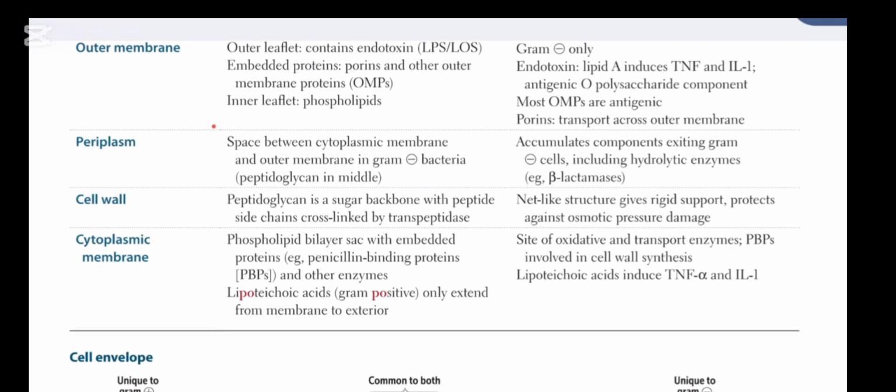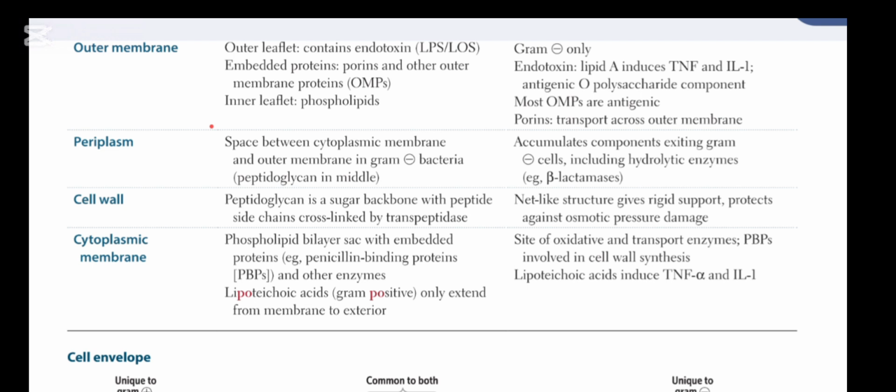Then you have the periplasm. So periplasm is a space between the cytoplasmic membrane and the outer membrane in gram-negative bacteria. It is made up of peptidoglycan, that is usually a middle region. So the periplasm accumulates components of the gram-negative cells. For example, whatever the structures that are synthesized in the bacterial cell, they are usually transferred outside and they are accumulated within the periplasm. So it contains various hydrolytic enzymes such as beta lactamases.